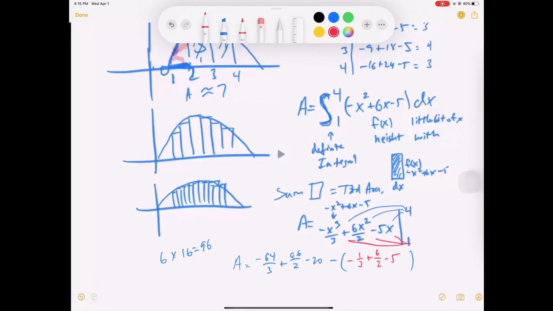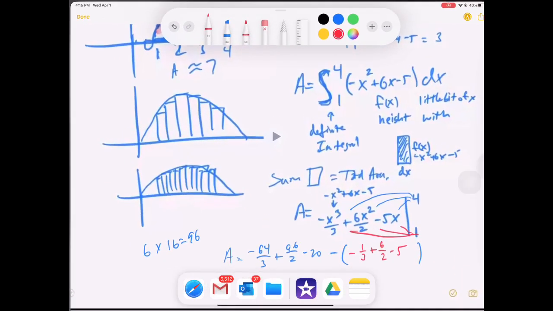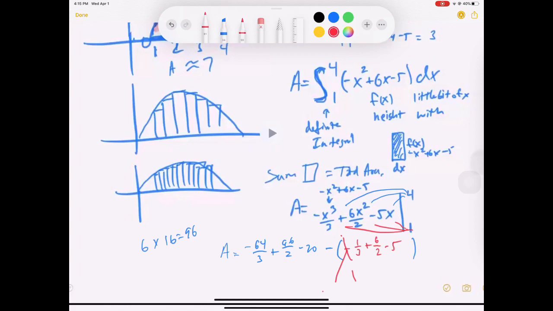We can divide. Oh, we can simplify some of the stuff. Over here, it's plus 1 over 3 minus 3 minus 5. The 64 and the 1/3 subtract out to become negative 63. Negative 63 over 3 becomes negative 21.